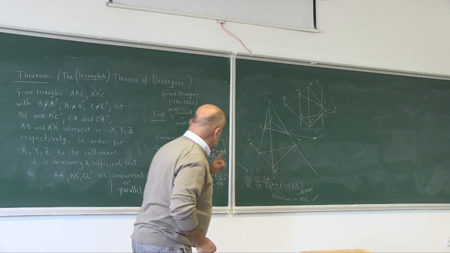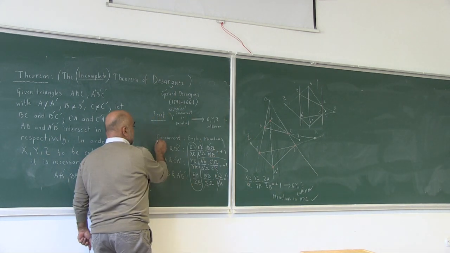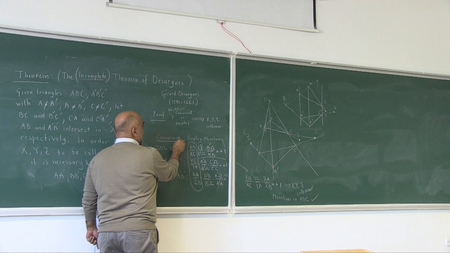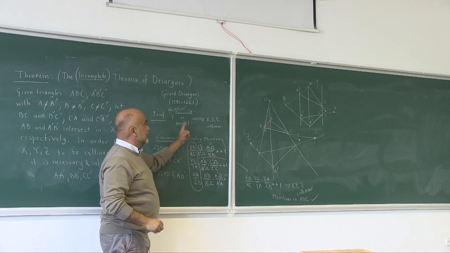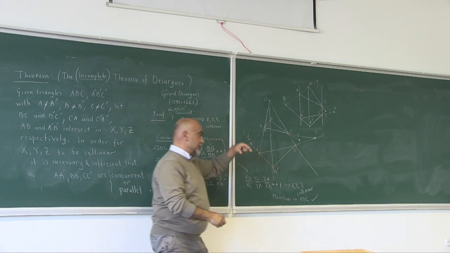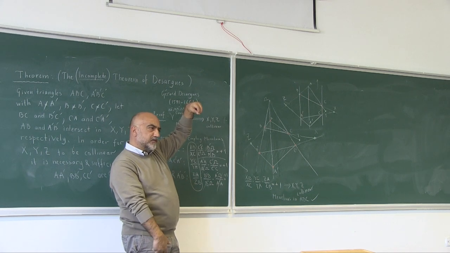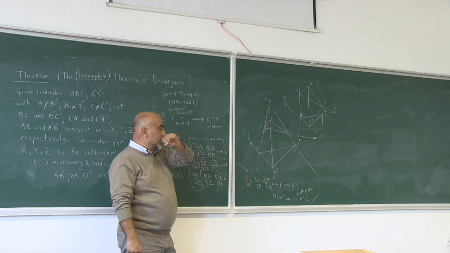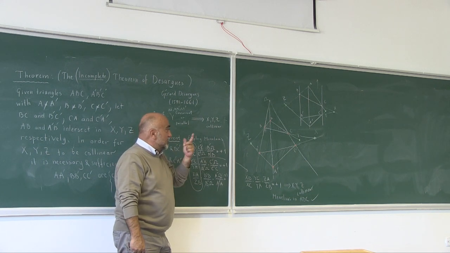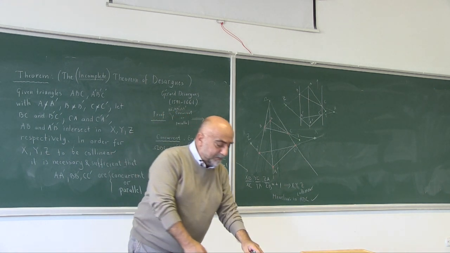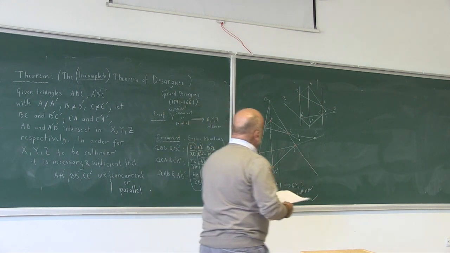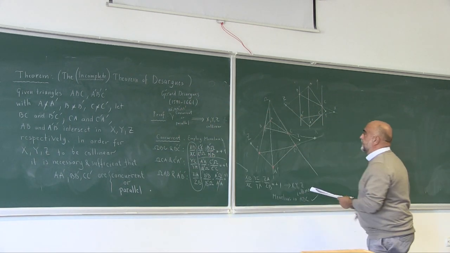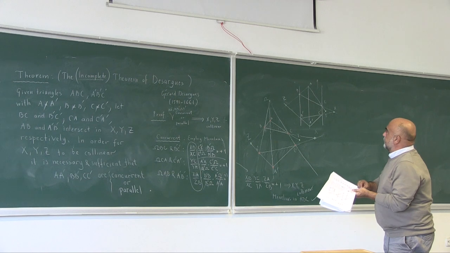Okay, so this tells us that if the straight lines AA prime, BB prime, CC prime are in fact concurrent, then X, Y, Z lie on a straight line. Great. Okay, so what happens if they're parallel? If they are parallel, well, the situation is not much different, really.